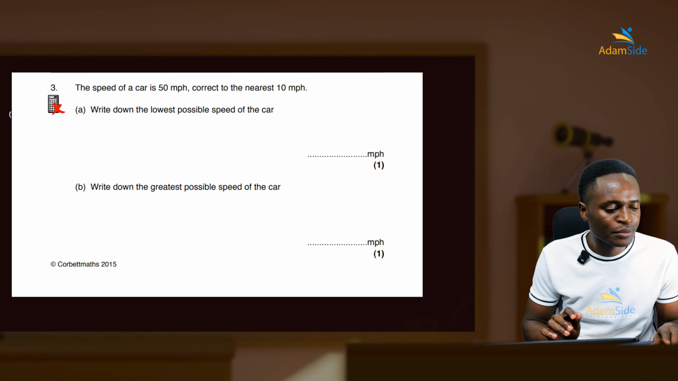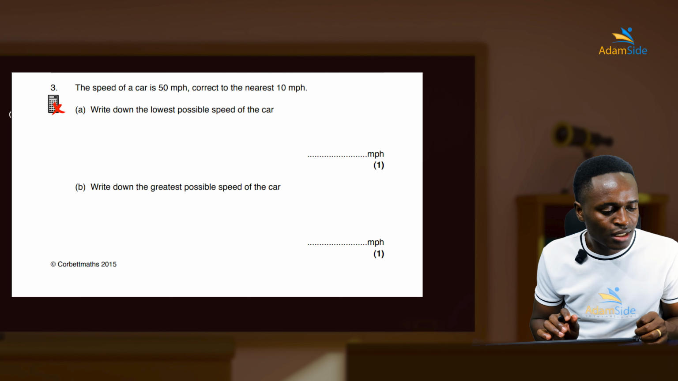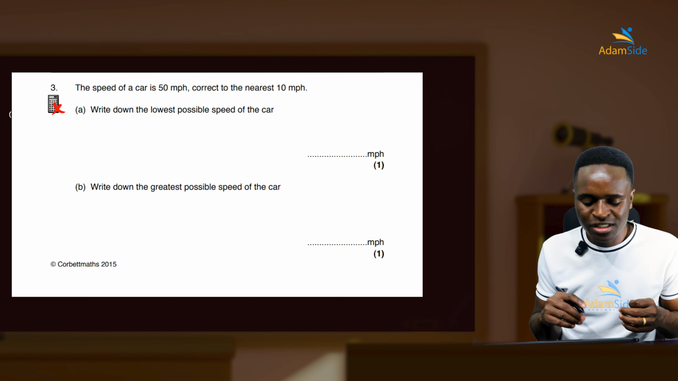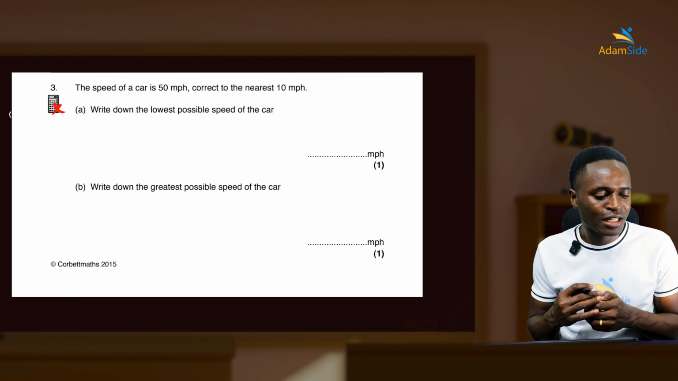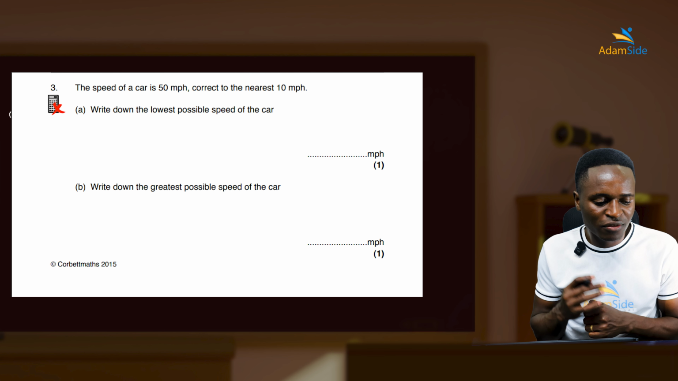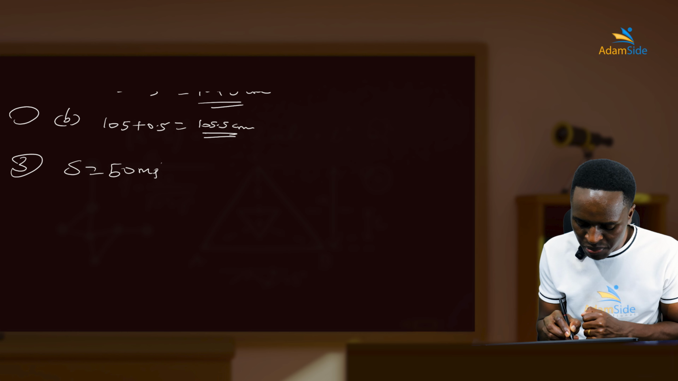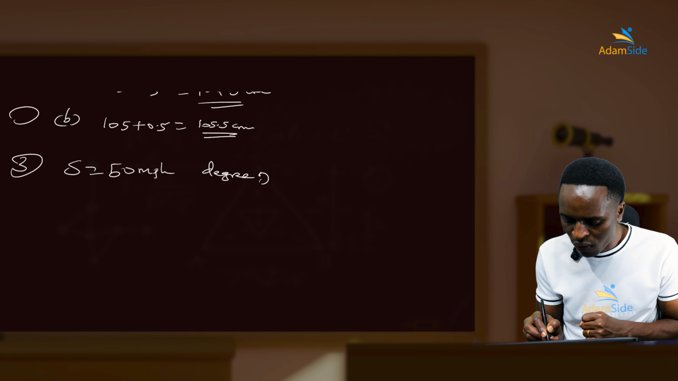Question number 3: the speed of a car is 50 mph, correct to the nearest 10 mph. Write down the lowest possible speed of the car. That means miles per hour. So it was rounded off. We know the speed of the car is 50 miles per hour, and the degree of accuracy that is mentioned here is 10 miles per hour.